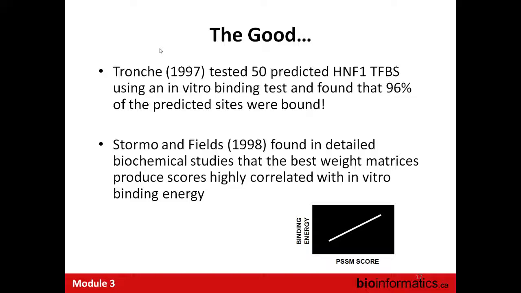and some experimental validation. So in the late 90s, I think people have been developing models like this since the 80s. One of the first papers I knew of is from 1986. And in the 90s, people said, let's test some of these models. They were getting more high throughput techniques than they had then, certainly not the high throughput techniques of 2014, but they were able to do some tests within the laboratory. For example, in this paper, Trunch found that of the binding sites predicted with these sorts of methods, 96% were bound.